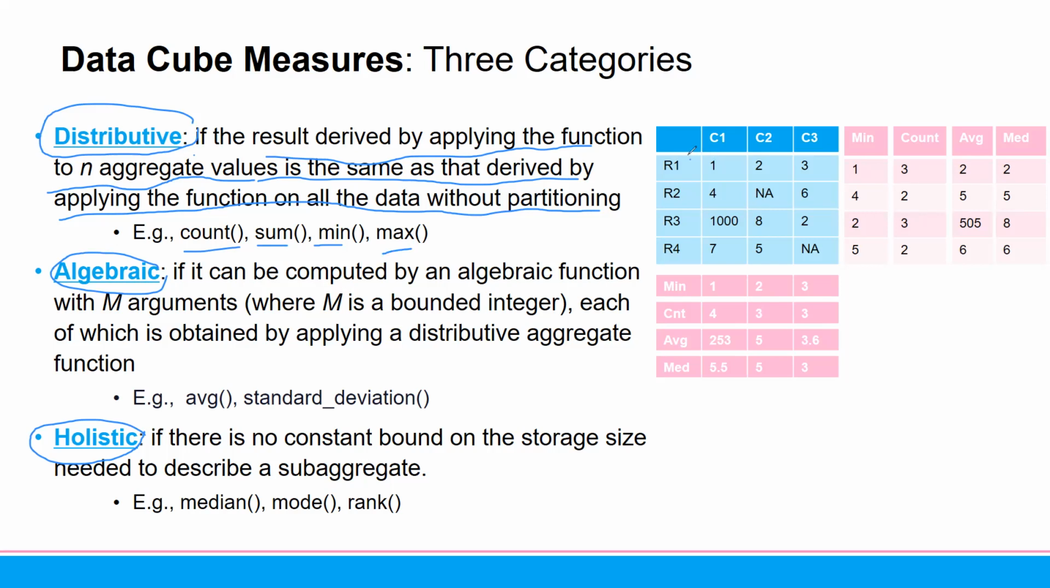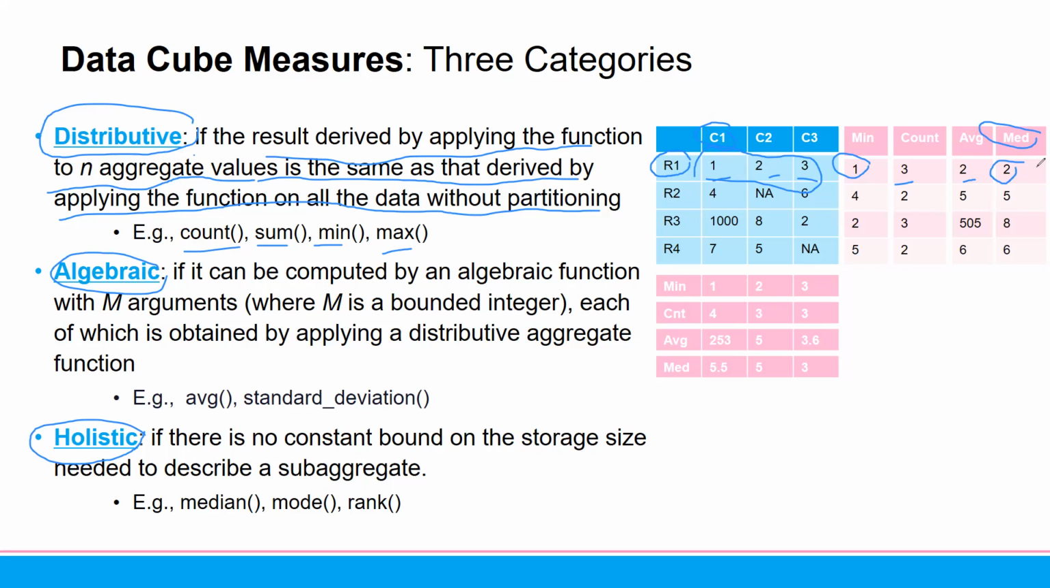Let's see this one. In R1, we have column 1. I want to know the minimum. The minimum of this row is 1. And I have count: I have 3 data. And what about the average? Of course, you just take 1 plus 2 plus 3 and divide by 3. And what is the median? The median is 2, the middle value. So we can say that these are the measures.